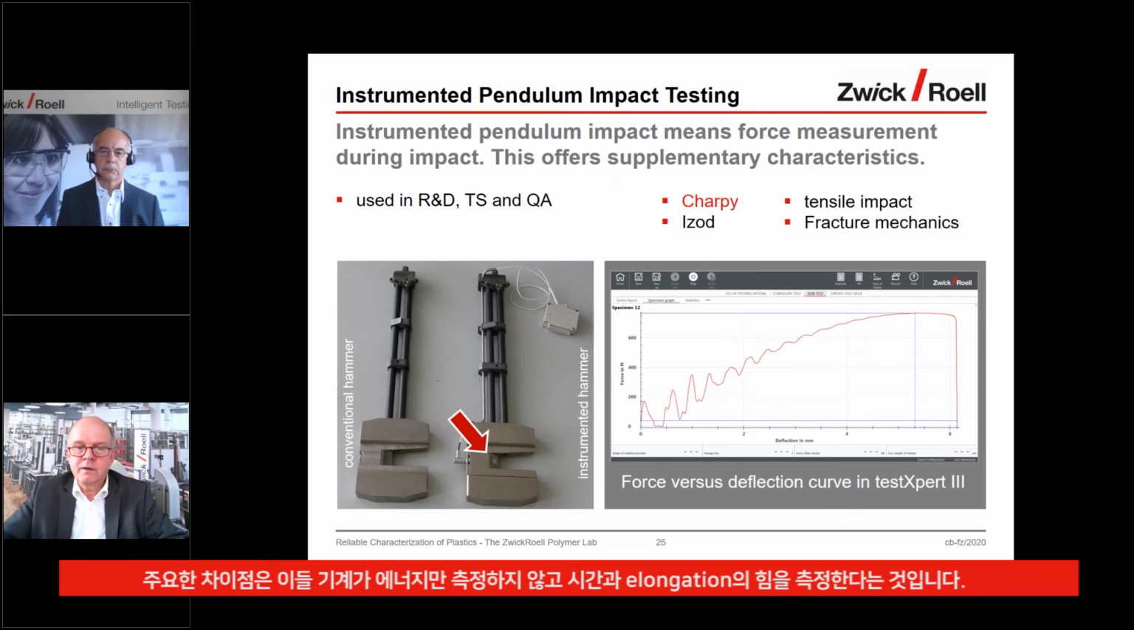This is a very interesting way, and you can obtain a lot of information from this test. For example, as I said, the automatic recognition of the break type. You could also find supplementary information about the deformation, the force-deformation curve, or you could also measure fracture mechanic properties. So this is all about the instrumentation in pendulum impact.